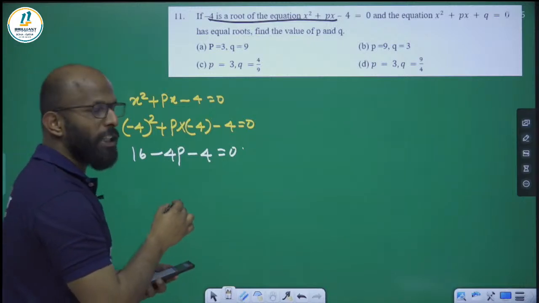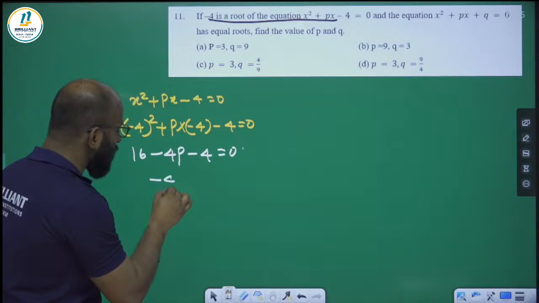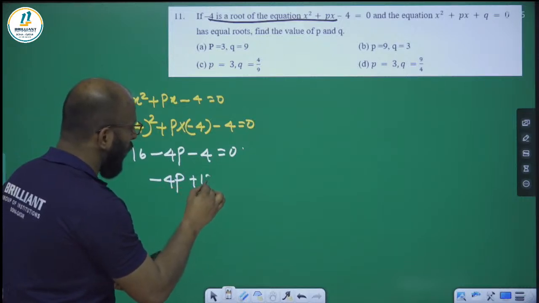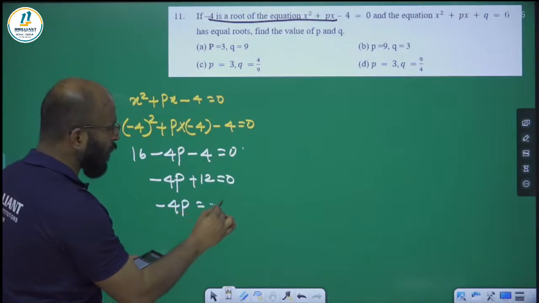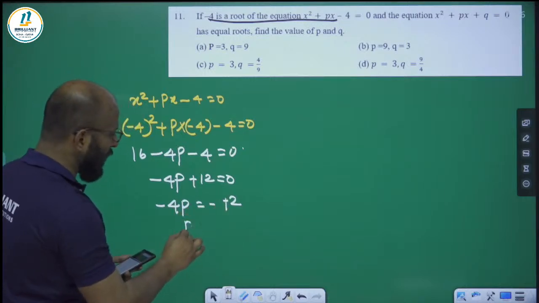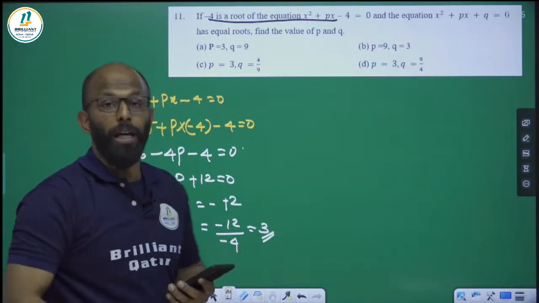16 minus 4p minus 4 is equal to 0. What is 16 minus 4? Yes, 12. Minus 4p plus 12 is equal to 0. Take 12 to the right side. Minus 4p is equal to minus 12. Then p is equal to minus 12 divided by minus 4, which is equal to 3. P is equal to 3.